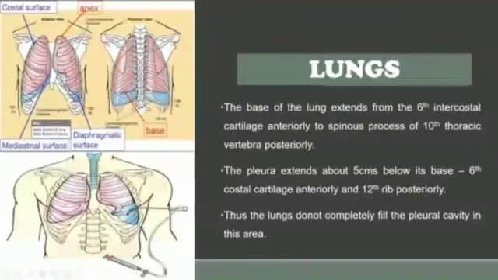Next, when you see in relationship with the rib cage, the anterior border, so the base of the lung, this is the base. The base of the lung extends from the sixth intercostal space. If you keenly observe, this is your sixth intercostal space. Intercostal space is nothing but the space between two ribs. So the base of the lung extends from the sixth intercostal space to the 10th rib. So this is your 10th. So from 6th to 10th, it is extending anteriorly.